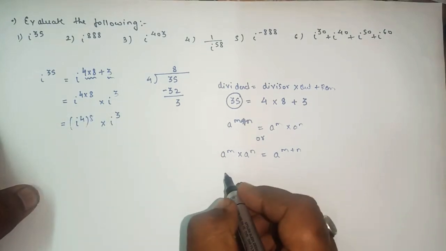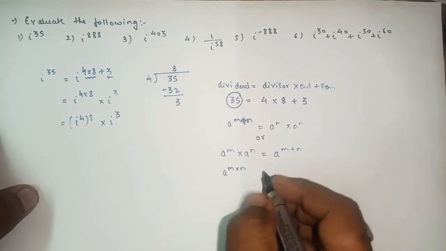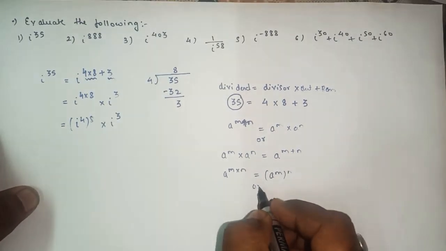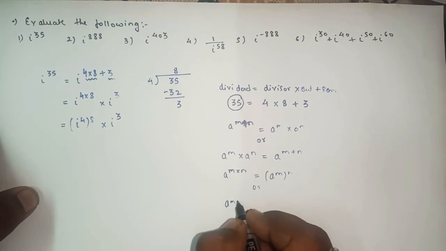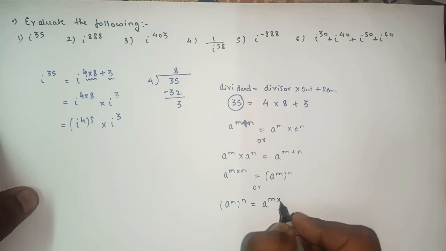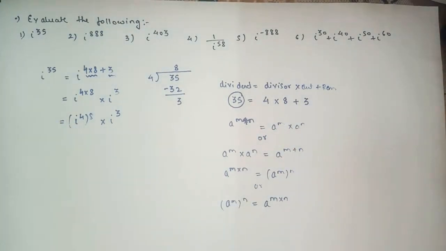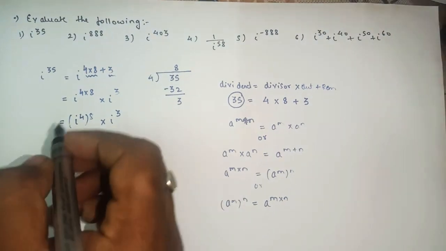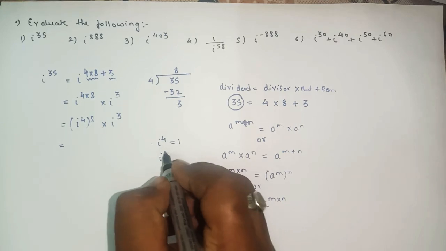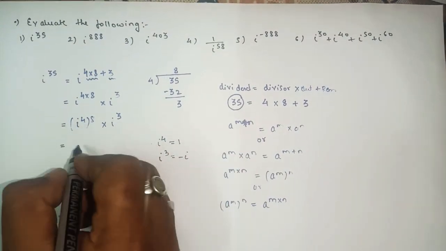So what I did, using the formula a raised to m into n, we can write as a raised to m the whole raised to n, or else a raised to m the whole raised to n can be written as a raised to m into n, yes or no? So using the basic formulas of indices, we can find our answer. Here we know that i raised to 4 is 1, and i cube is minus i. So in place of i raised to 4 we can write 1.